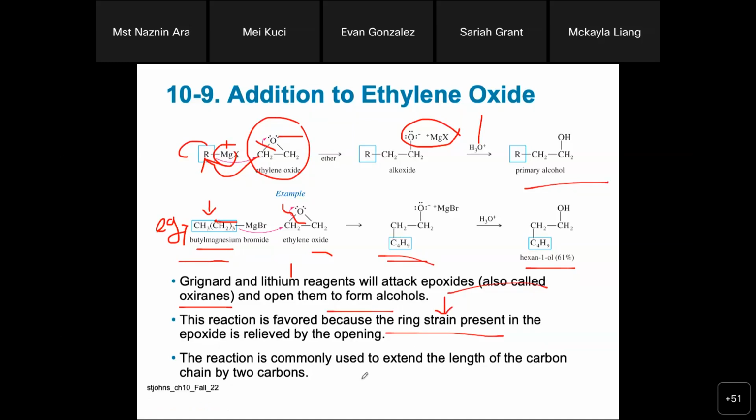The reaction is commonly used to extend the length of the carbon chain by 2 carbons. Okay, so here they are telling us to extend by 2 carbons. So let's see. Here we go, 2 carbon extension.